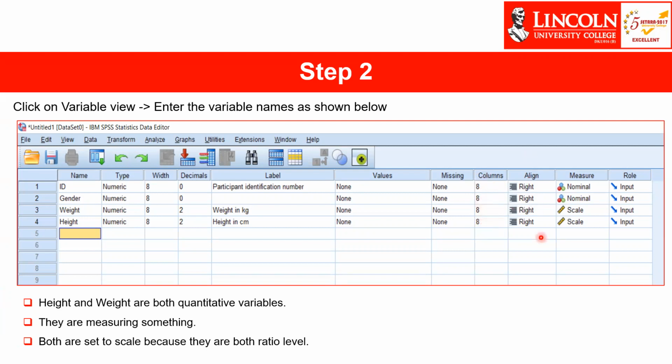Okay, then align how you want your data to be, whether you want it to be right side alignment, left side, or even center justified. Then here you choose your measure for each of the variables. And when you are choosing this, your measure can be either nominal, ordinal, or scale.